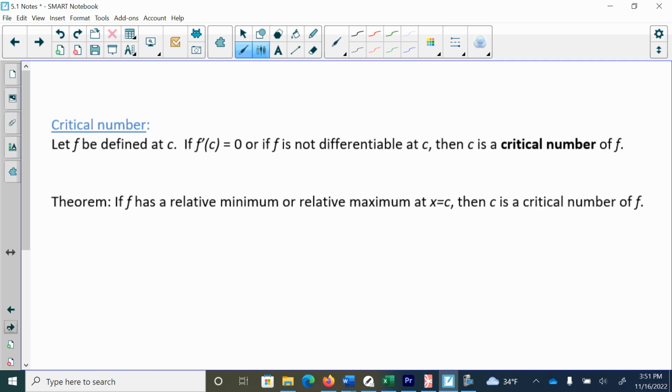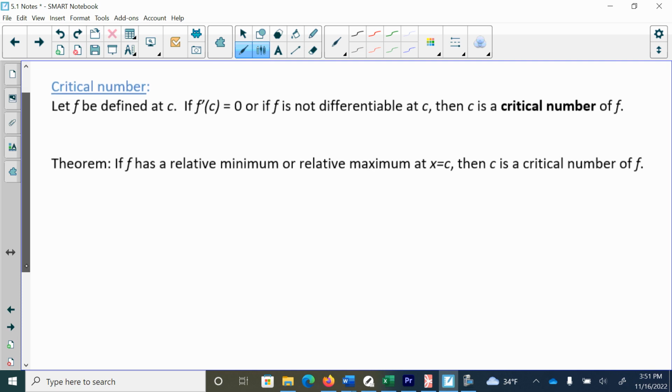So a critical number is, and I just said that, a number where the derivative is equal to 0, or f of x is not differentiable. In other words, the derivative is undefined. And c is a critical number of f if f has a relative min or relative max at c, then c is a critical number of f. So a lot's wrapped into those two things.